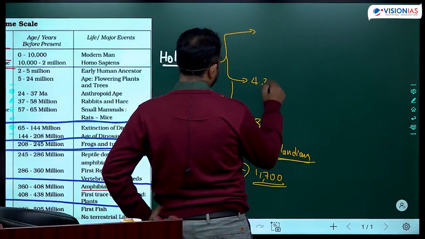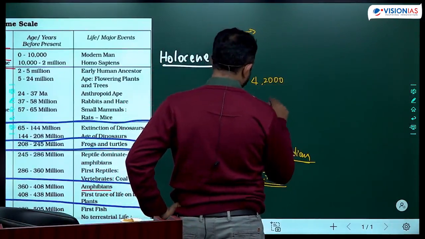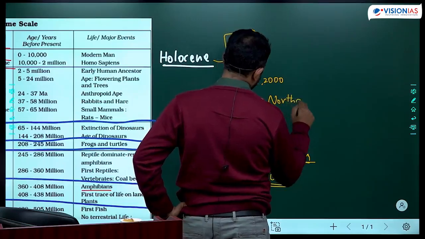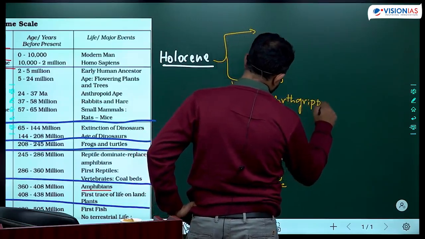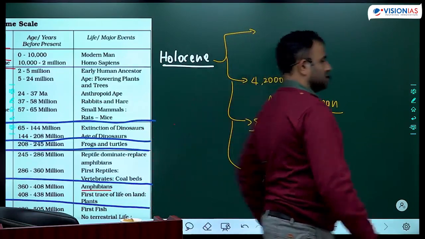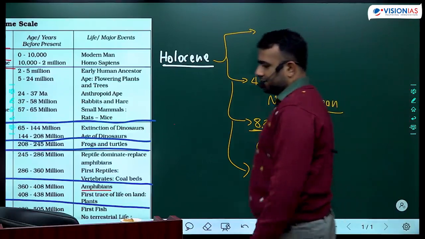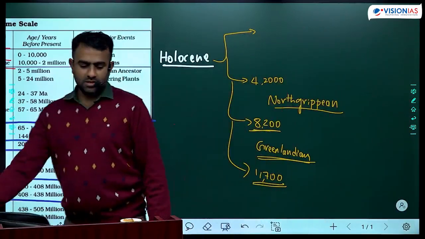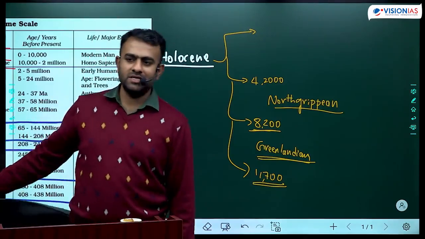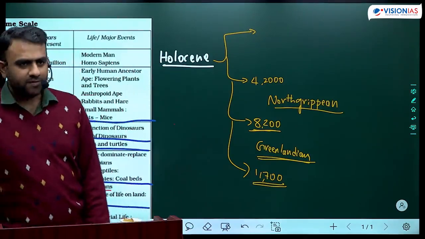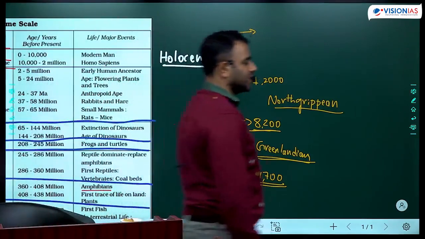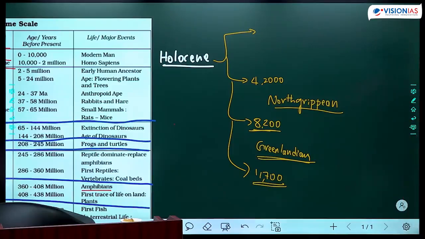8200 to 4200 is the time of North Grippian. North Grippian is when the civilizations evolved, pyramids were made, Indus Valley civilization, Mesopotamian civilization, ये सारा आया था. By the end of North Grippian age, there was a large-scale global climatic changes. In fact, it is considered to be one of the reasons behind the drying up of the region of Indus Valley civilization around 4200 years ago.